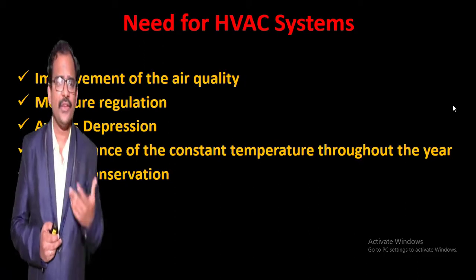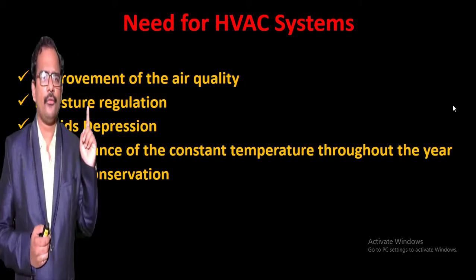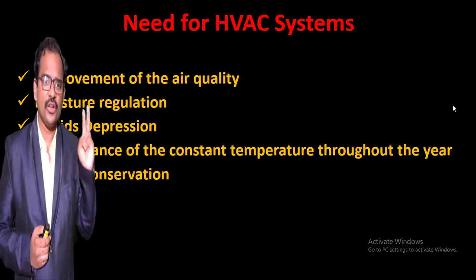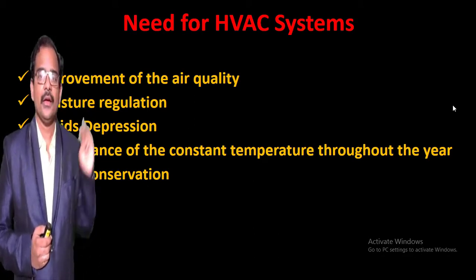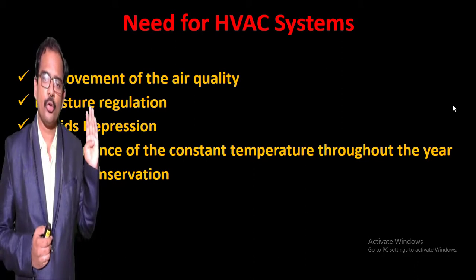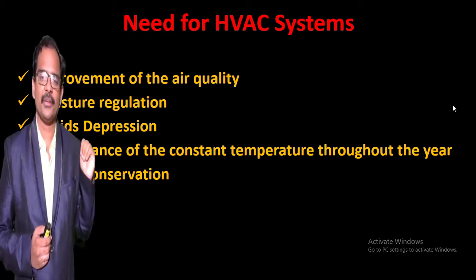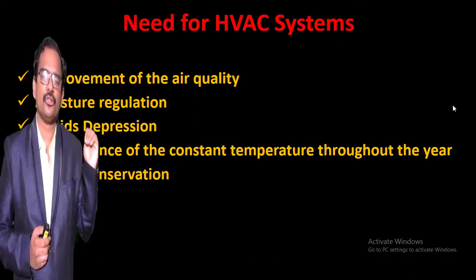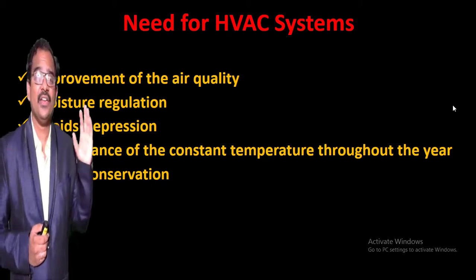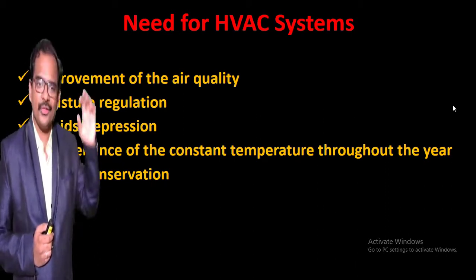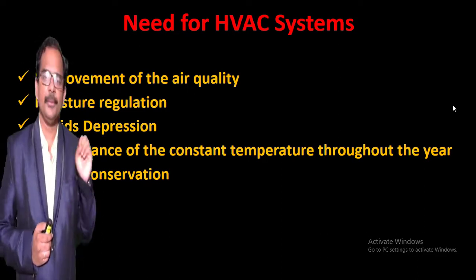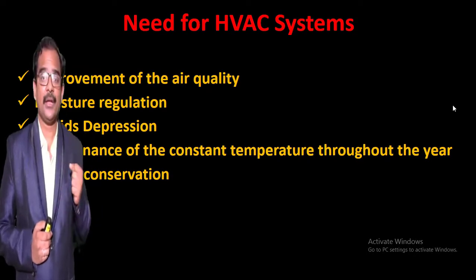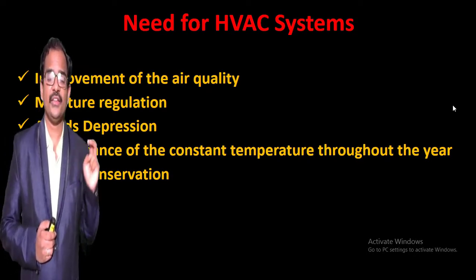So why do we need HVAC systems? Improvement of air quality, moisture regulation, avoiding depression, maintenance of constant temperature throughout the year, be it summer or winter, and then energy conservation. Because of all these five things, we need an HVAC system. It will improve the indoor air quality to our breathable level. At the same time, it will regulate the moisture inside the space.